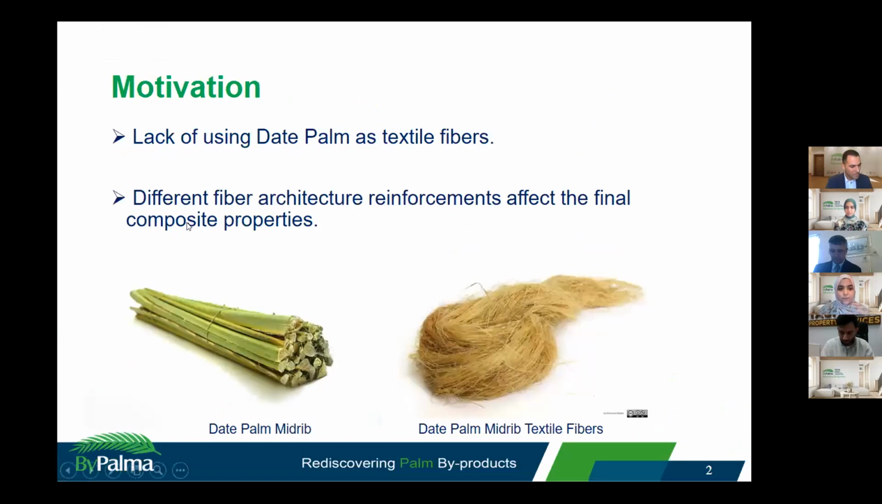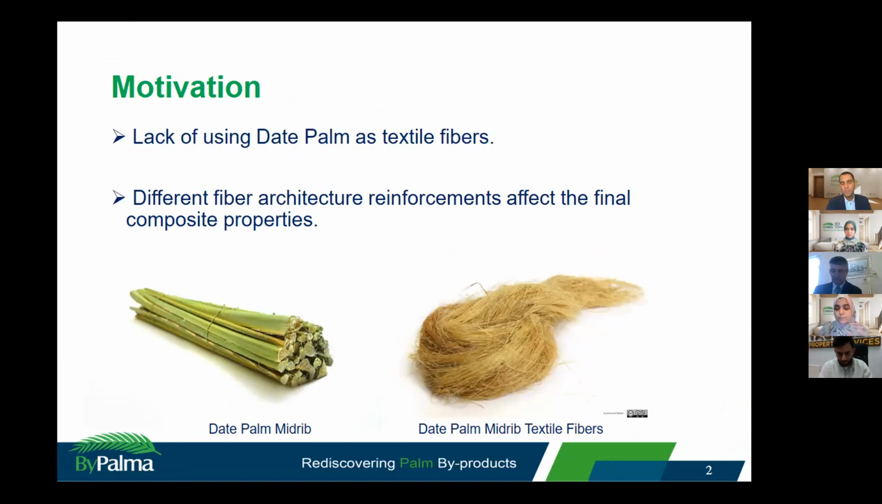Quite often when we talk about date palm midrib, or fronds, or what are so-called rachis, they are in the form of wooden particles used as fillers for plastic composites, either for injection molding or for extrusion. There is actually very little work on the use of long textile fibers of the midrib in a formal architecture for the reinforcement of polymer composites. And for sure, textile fiber reinforcement behaves completely differently than wooden particle fillers, and that would significantly result in different fiber composite performance.